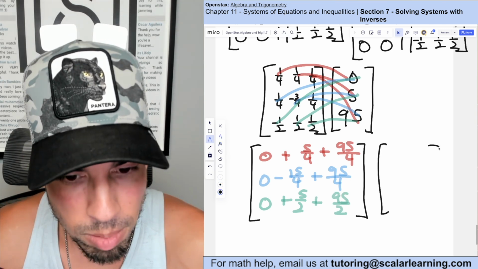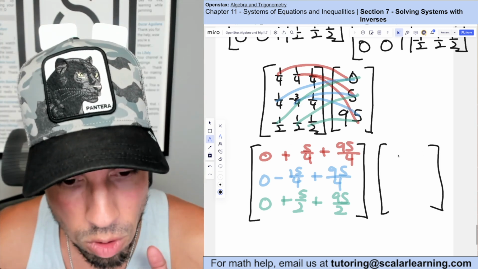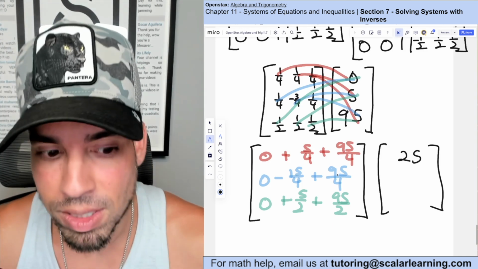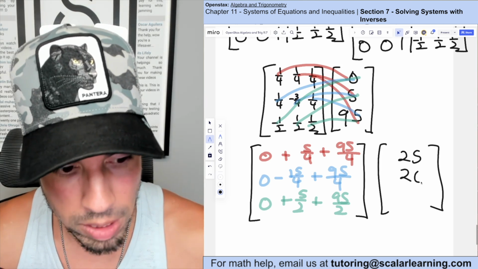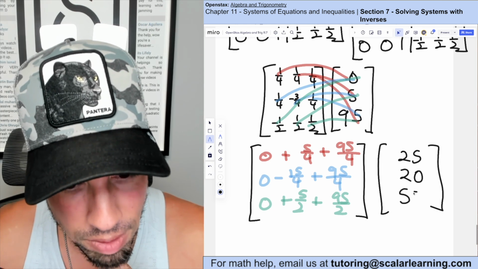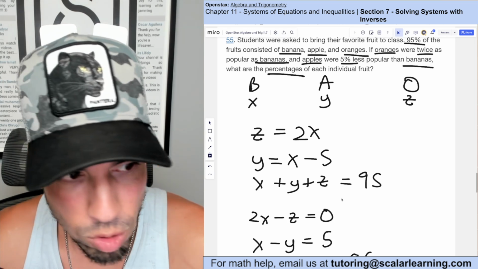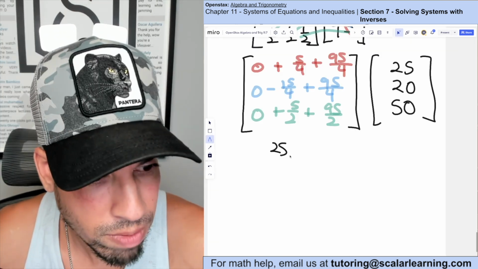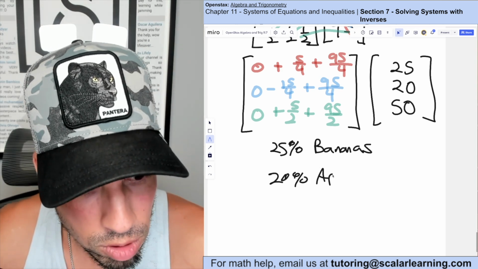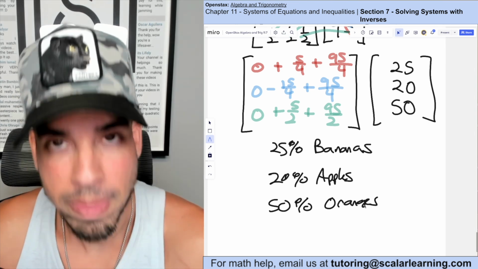And now we can simplify all of these. So 5/4 plus 95/4 is 100/4, divided by 4 is 25. Here we have negative 15 plus 95 is 80. 80 over 4 is 20. And here we have 5 plus 95, which is 100. 100 over 2 is 50. So as you recall, X was bananas, Y was apples, and Z was oranges. We can say 25% bananas, 20% apples, and 50% oranges. There you go. That's how you do it.